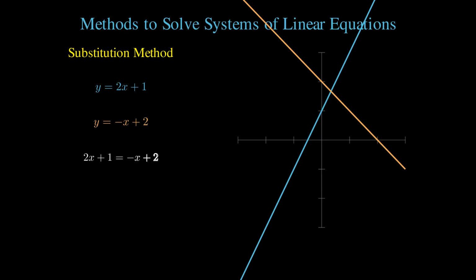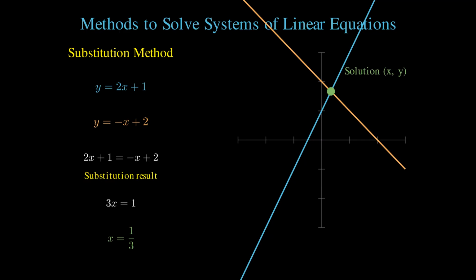This transforms our problem into a single equation. 2x plus 1 equals negative x plus 2. Solving, we find 3x equals 1, which gives us x equals 1/3. With this, we can pinpoint the intersection. Calculate y equals 5/3. Here's where the magic happens.